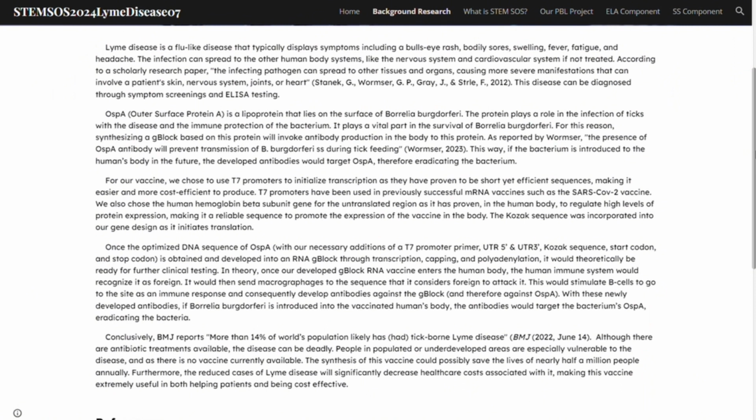We hypothesized that if we synthesize, transcribe, assess, and purify our gBlock, it will produce significant yields of intact RNA which could be capable of eradicating Borrelia burgdorferi.